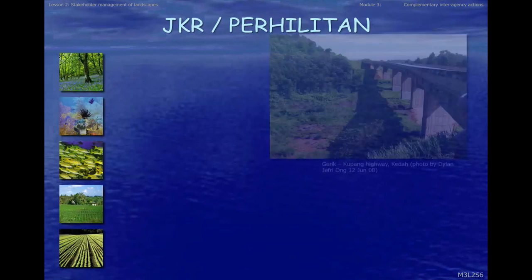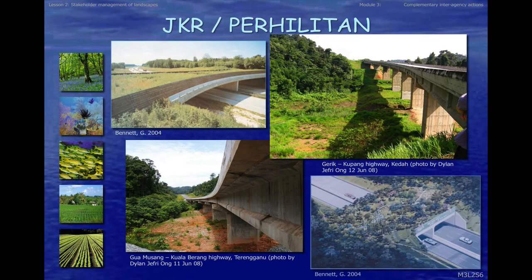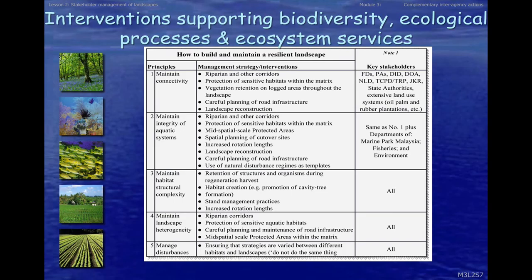Another example concerns JKR and Perhilitan, who in four new roads in Terengganu have incorporated underpasses for wildlife movement without destroying connecting habitat. Here, we see all three types of information together: principles, management interventions, and key stakeholders. This table is difficult to see as a slide, but it is contained as Table 3 in both the Common Vision and the Guideline for Managing Biodiversity in the Landscape in your CD.